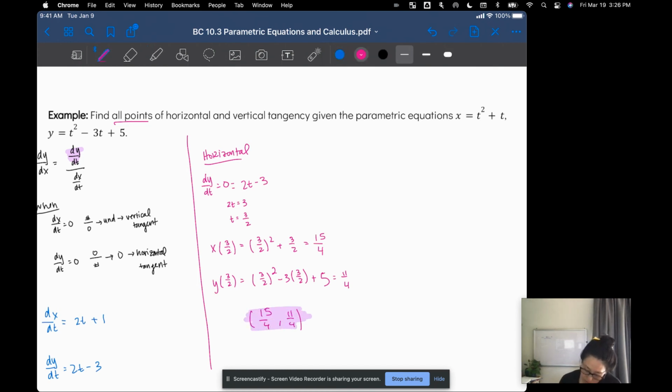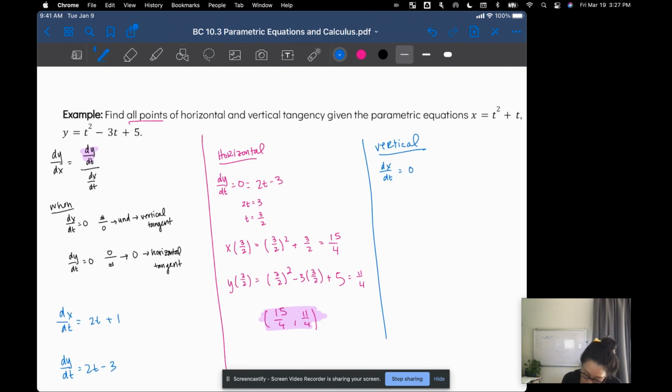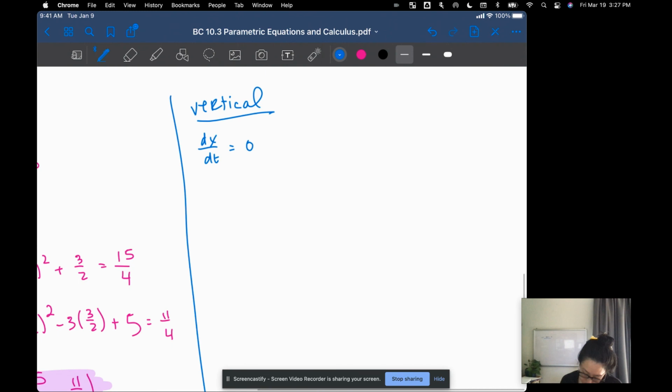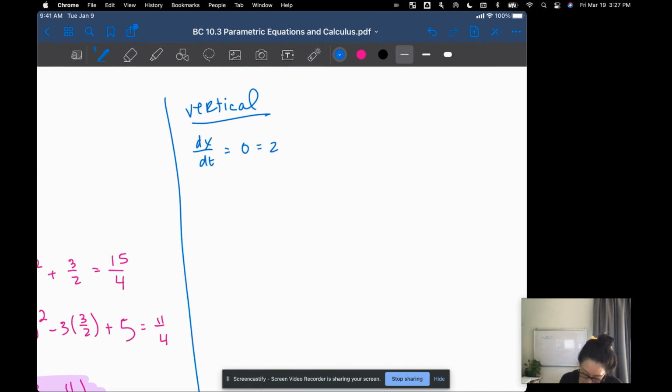Okay, vertical tangent, we set the denominator equal to 0. So dx/dt is equal to 0. Okay, so we're trying to basically make the denominator equal to 0 so that the slope is undefined, kind of like the last example. So dx/dt is equal to 2t plus 1. Subtract 1 from both sides, I get -1 is equal to 2t. So t is equal to -1/2.